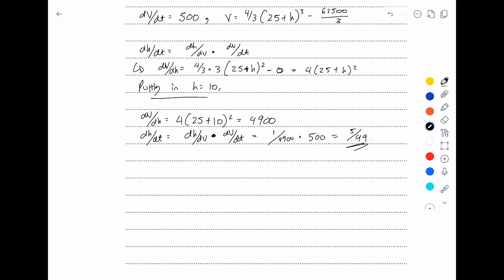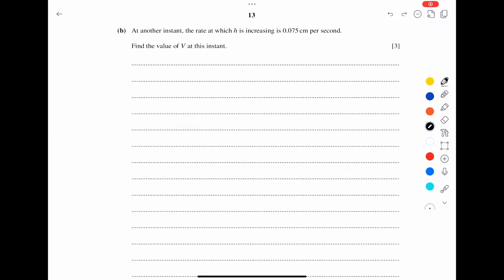As a result, going back to our equation, dH/dt is equal to dH/dV times dV/dt, which equals 1 over 4,900 times 500, which gives 5 over 49. Okay, so now for 9b, we're told that the rate at which h is increasing is 0.075 centimeters per second.